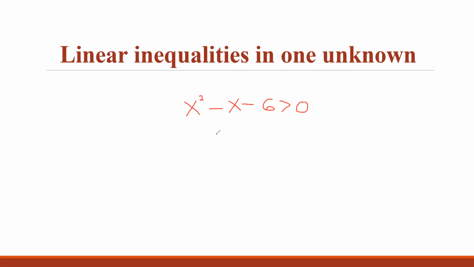But I can talk about a linear inequality when you give an example like x minus 2 is greater than 6. So the highest power here is 1. That's what we call a linear inequality in one unknown. So that's what we are going to look at today.